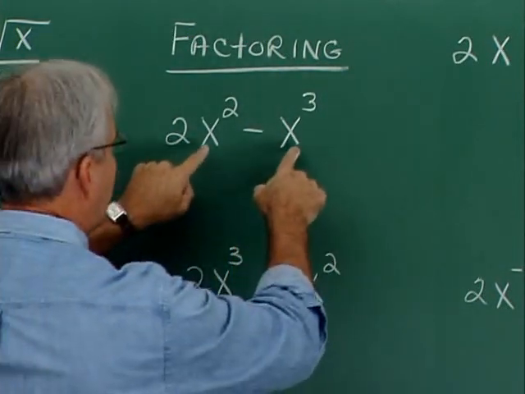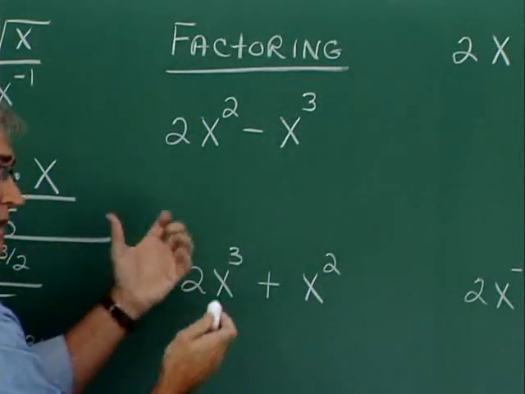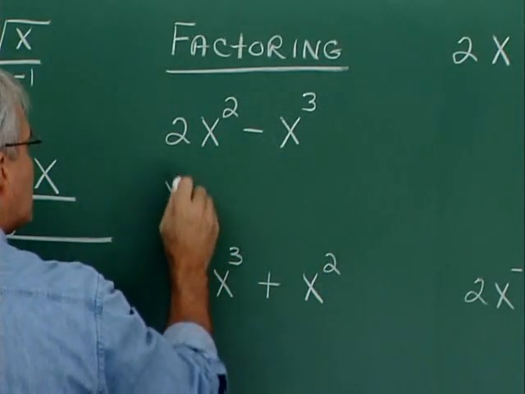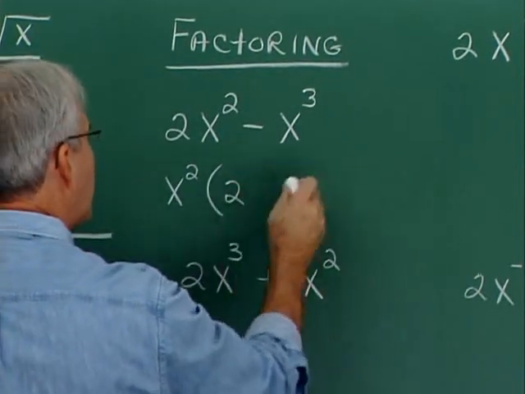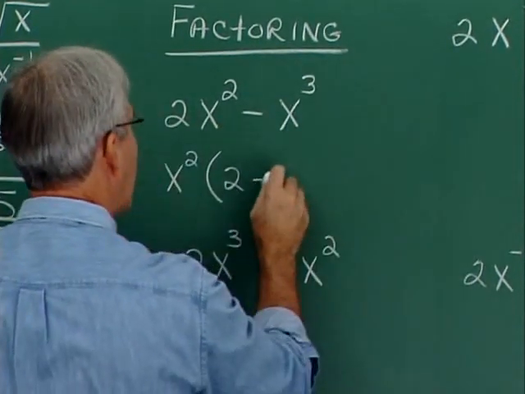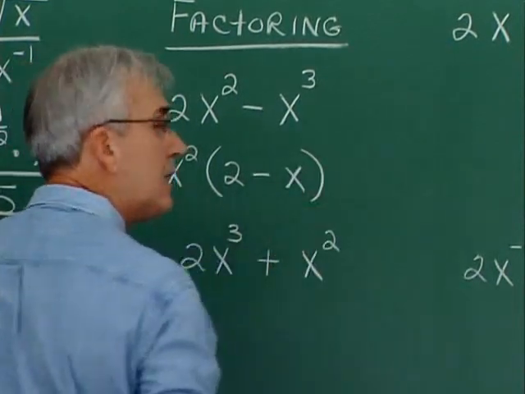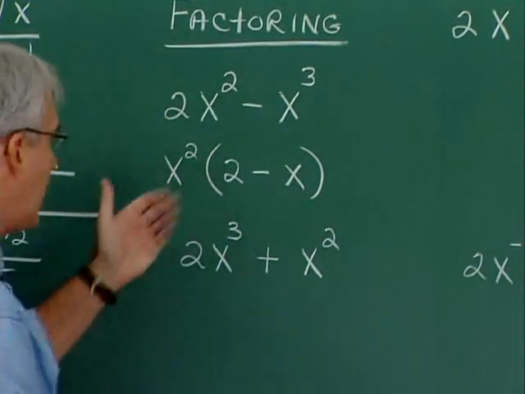Now here, x squared is common to both terms, so we just snag out x squared from both of these. When we pull x squared out of this term, we're left with 2. When we pull x squared out of this term, we're left with minus x. And that's all there is to it.